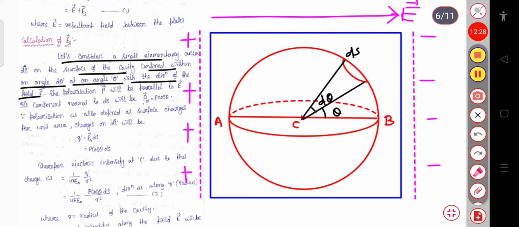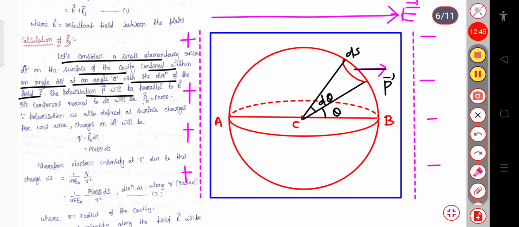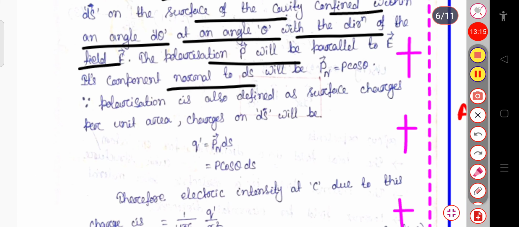Now I consider the polarization will be in the direction of the electric field. So if I write this is the polarization P, then the polarization P will be parallel to the electric field. Now its component normal to the ds, let me show you, the normal component will be just like this. This is, suppose, the normal component Pn. Now this Pn will be equal to P cos theta. You can see here its component normal to the ds will be Pn equal to P cos theta.